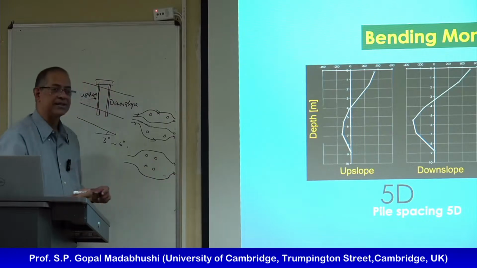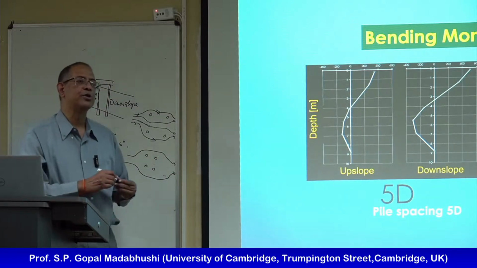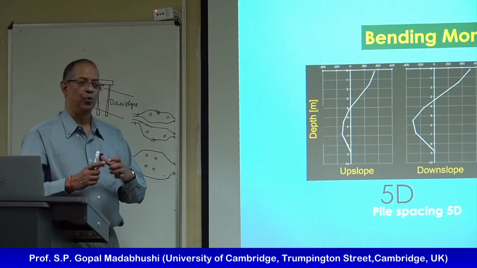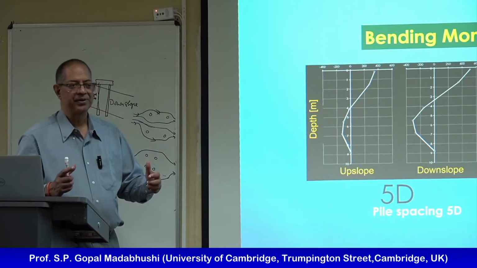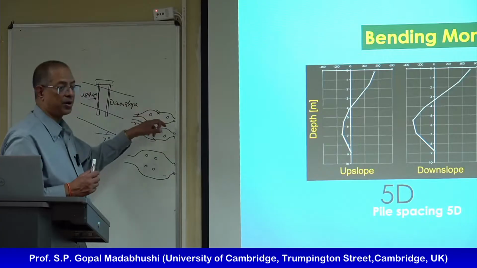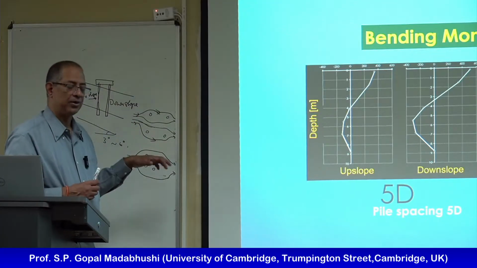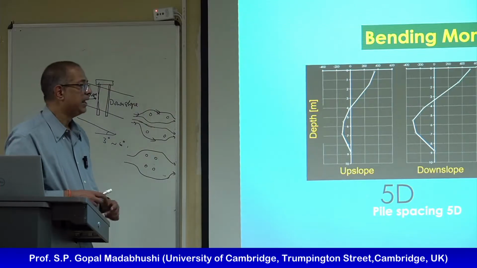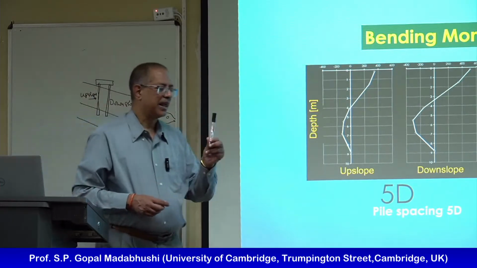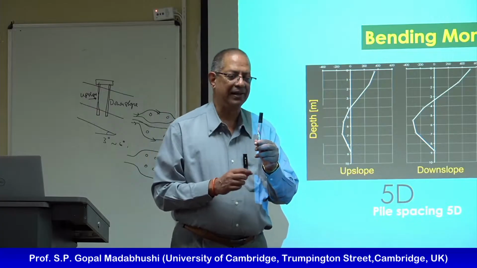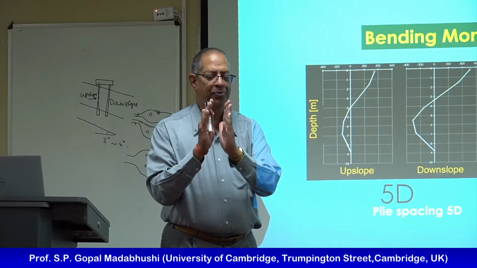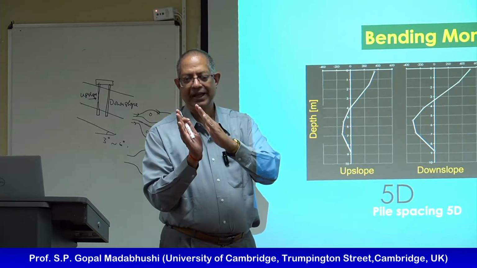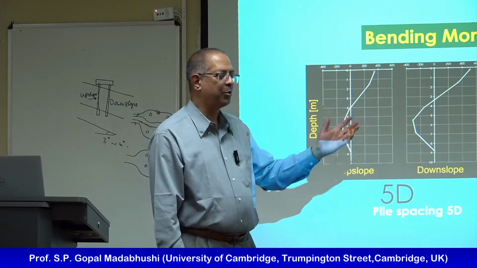So if the spacing is less, it's almost working like one large diameter pipe. Whereas with these ones, the flow can go around the upslope and downslope, the top and bottom piles, separately. Which means in one case, the whole pile group will simply rotate. If it does that, the bending moments will be small.